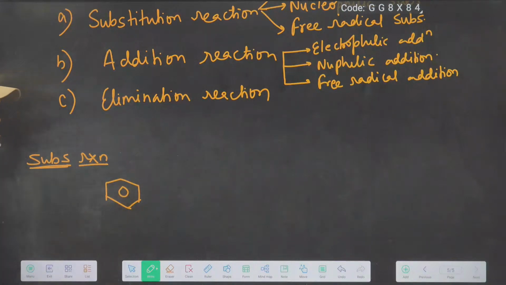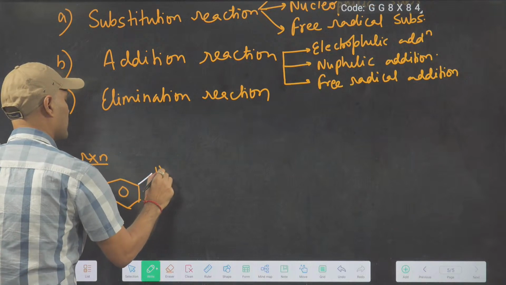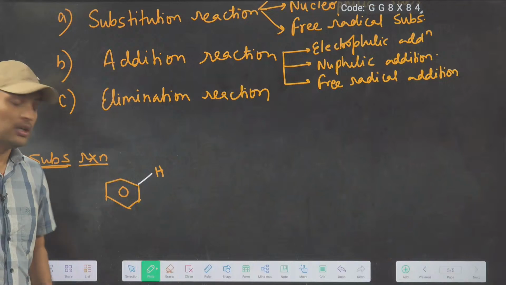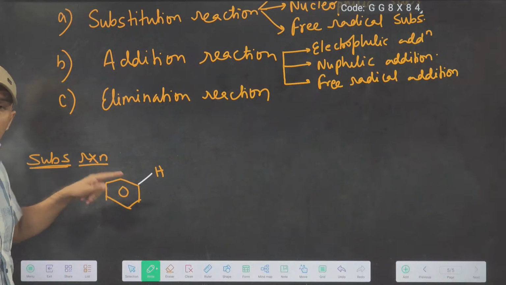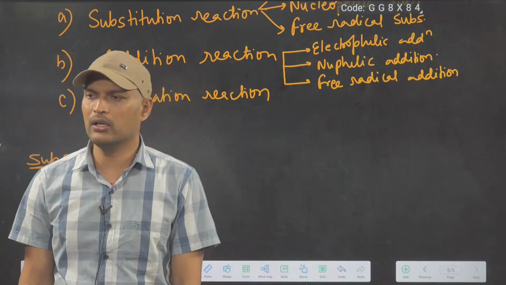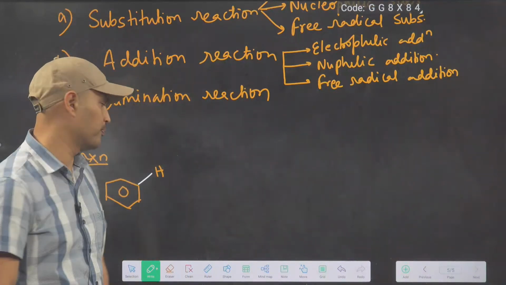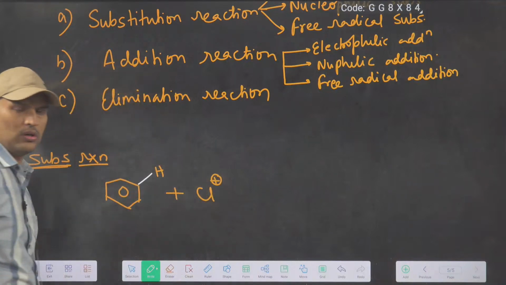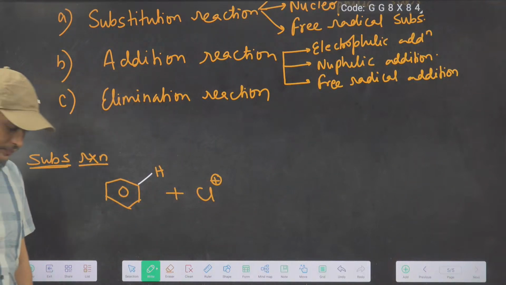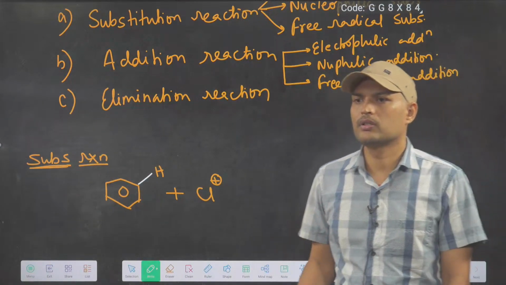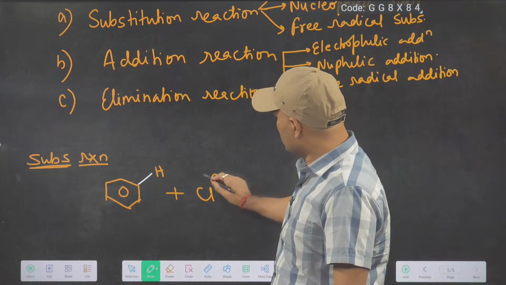Like see, this is benzene. Everyone knows this is benzene. This is H here. Everyone knows this point also, that every carbon has one hydrogen atom. So if I do a reaction like this, ध्यान से देखो, everyone see this. So what do you think? What is this?